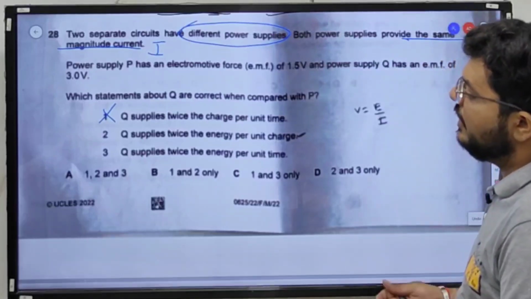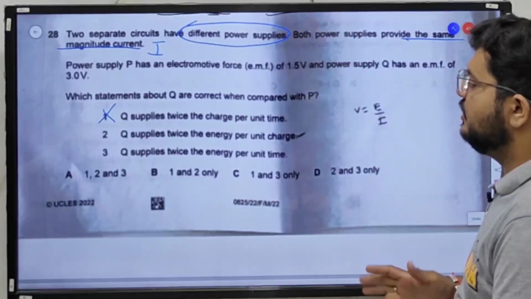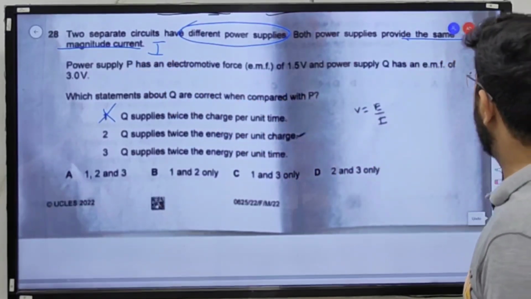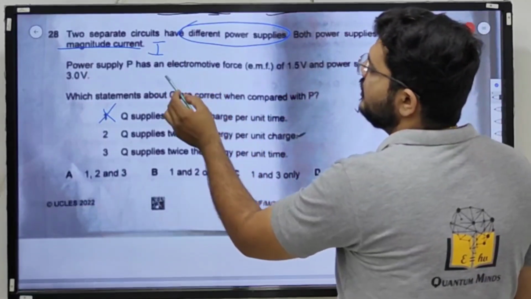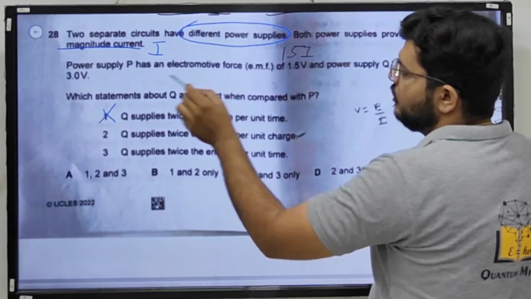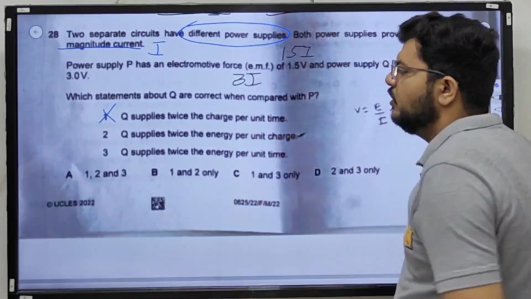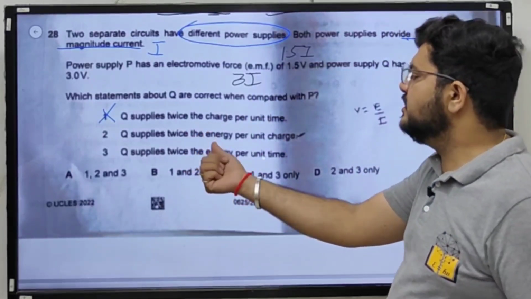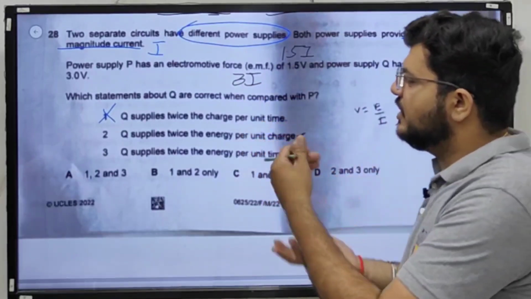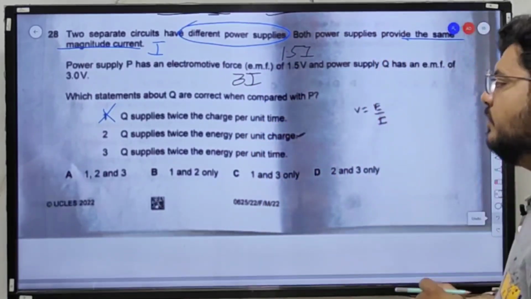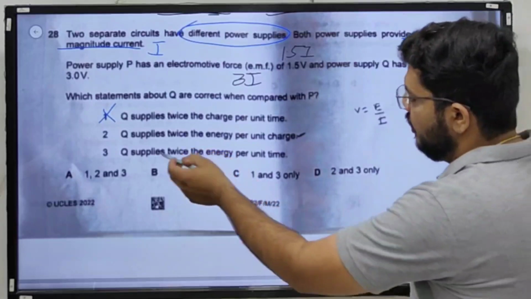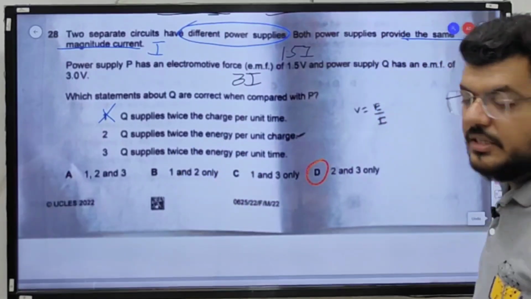Okay. Then we have Q supplies twice the energy per unit charge. Let the current be I, right? For P, let's find out what its power is. Power is nothing but V into I. So 1.5 times I is the power of P and 3 times I is the power of Q. So Q supplies twice the energy per unit charge. This is correct, right? Twice the energy. Power is nothing but energy per second. Q supplies twice the energy per unit time. This is also correct. So options 2 and 3, right? Answer D is the correct one.